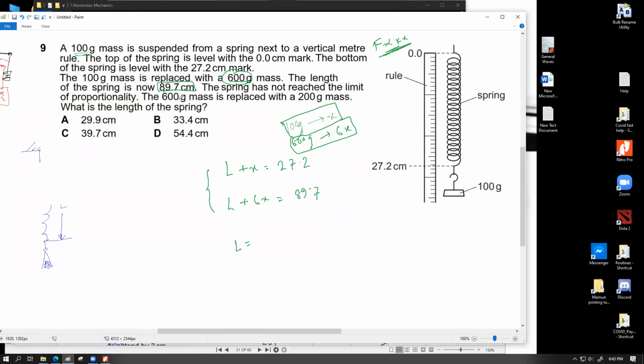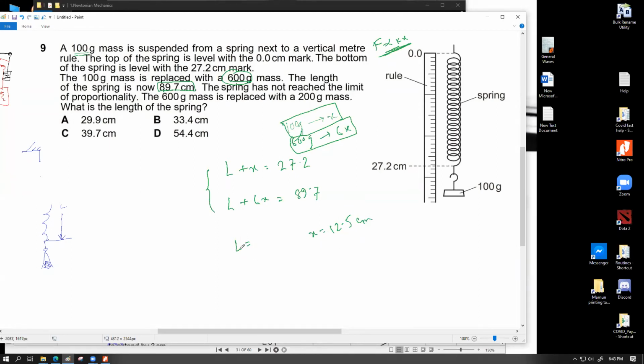So this new total length should be the sum of the original length plus 6 times the deformation we had for the 100 gram mass. That's the second equation. So doing this gives 5x equals 62.5, which means x equals 12.5. Now we add that 12.5 to 27.2 and get 39.7. Yep. So x equals 12.5 centimeter.